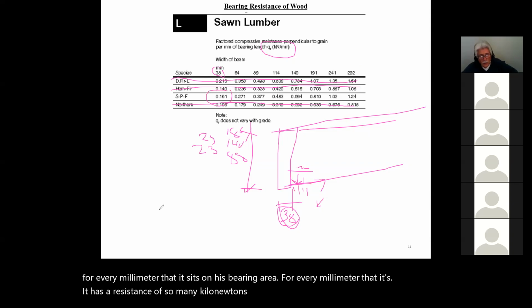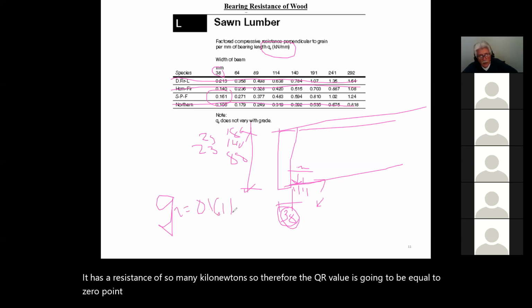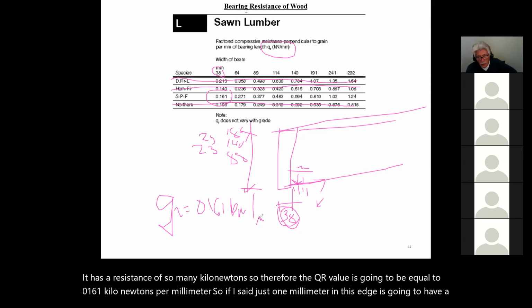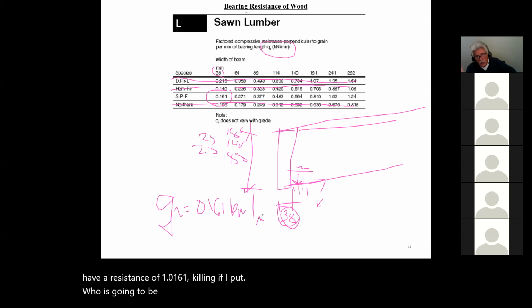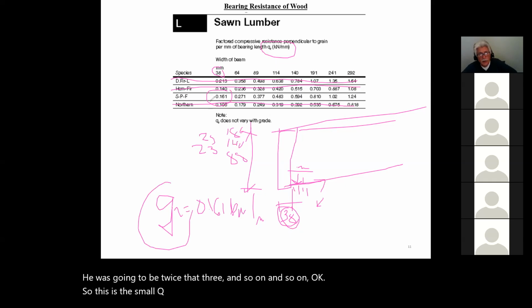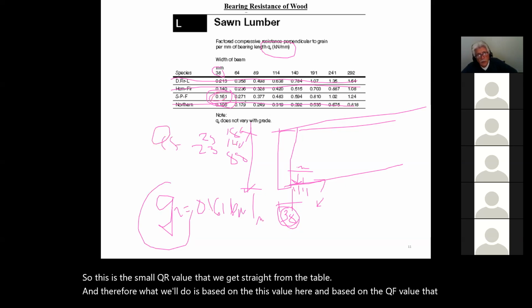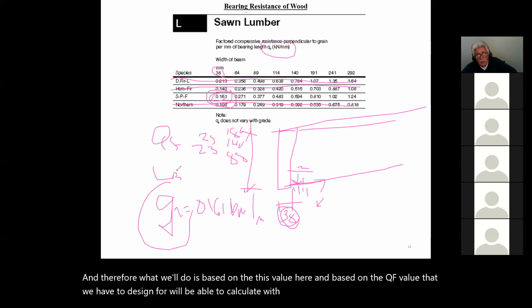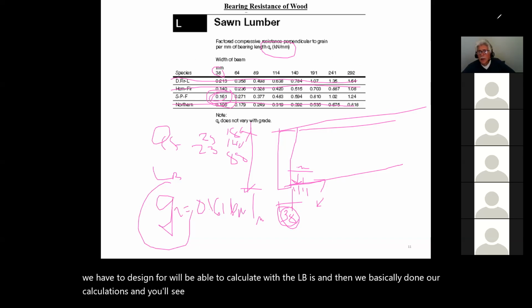So therefore, the QR value is going to be equal to 0.161 kilonewtons per millimeter. So if I set just 1 millimeter on this edge, it's going to have a resistance of 0.161 kilonewtons. If I put 2, it's going to be twice that, 3, and so on. So this is the small QR value that we get straight from the table. Based on this value and the QF value that we have to design for, we'll be able to calculate what the LB is, and then we've basically done our calculations, and you'll see that in an example. So that's what this table is all about.